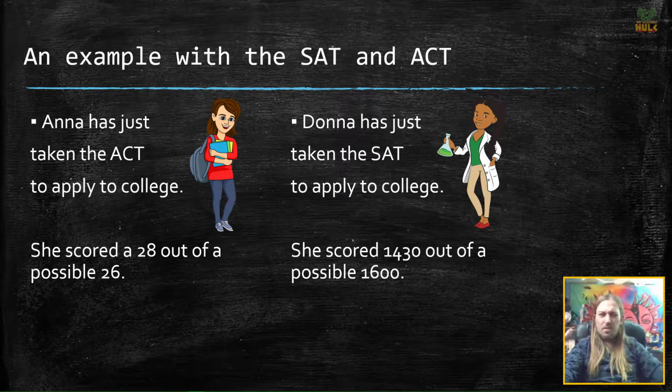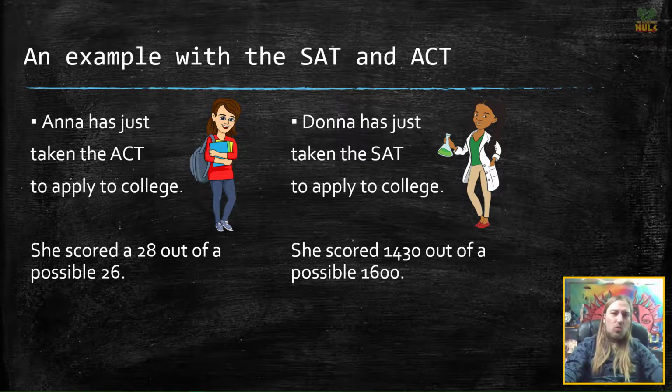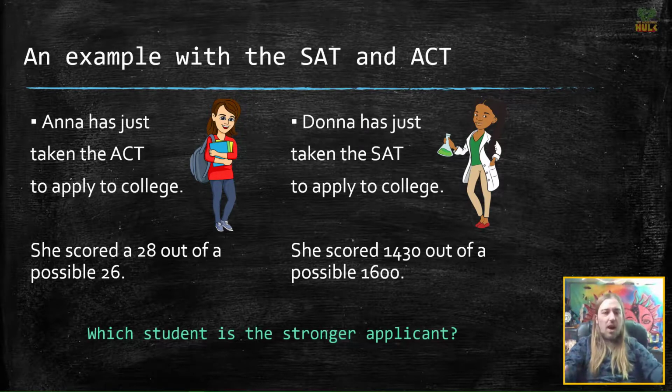They took different exams. She scored a 1,430 out of a possible 1,600. So they're way different scales. The ACT is out of 36. The SAT is out of 1,600. Who did better? Who's the stronger applicant? If a college had one spot and they had to pick Donna or Anna, who scored better? They took different exams. We can use standardized scores to figure this out.